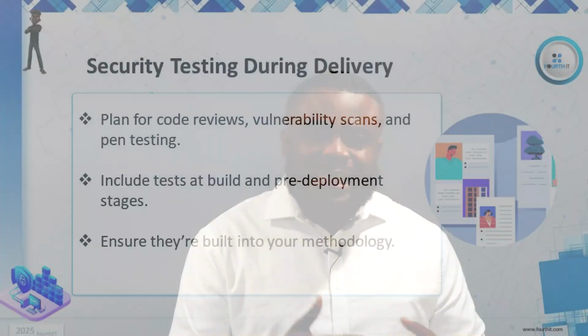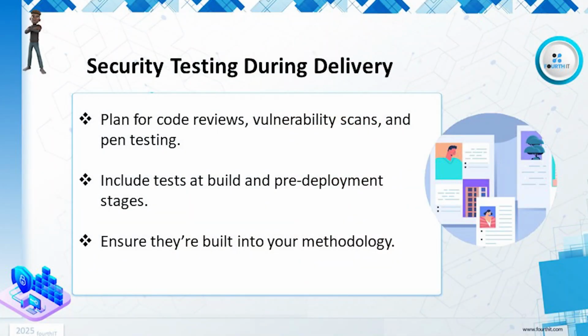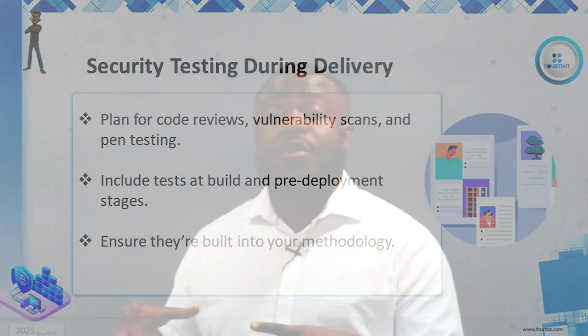Now, security testing. As your project moves from the delivery stage, especially if it involves software development, it's time to start thinking about security testing. At what point in your project will you incorporate security testing? What is security testing? These are activities like code reviews, vulnerability scanning, and penetration testing. You might also want to do a code review, implement vulnerability scanning, and plan for penetration testing to identify what? Weaknesses before you go live.